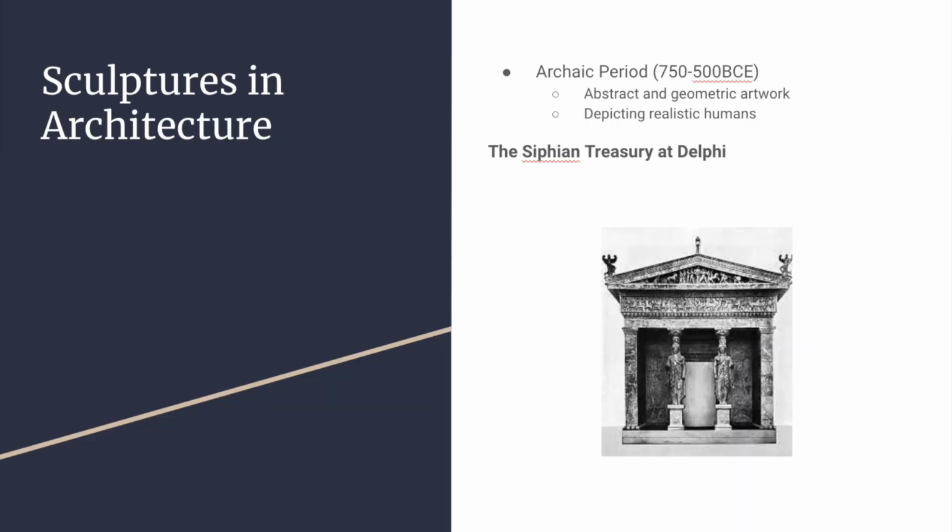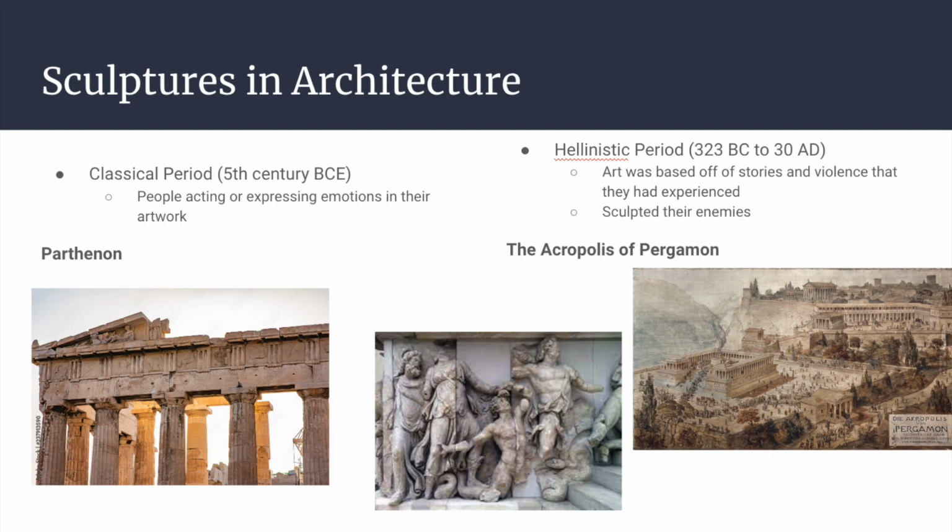Alright, so during the Archaic period, which was from 750 to 500 BCE, sculptures and architecture were typically abstract and featured geometric artworks, and they depicted realistic humans, such as the Siphnian Treasury at Delphi. The Classical period and Hellenistic period are the two most distinct phases in ancient Greek sculpture and architecture. The Classical period, which lasted from the 5th to 4th century BCE, is characterized by idealization of human forms and a focus on harmonious proportions. Iconic examples of classical architecture include the Parthenon, a temple atop the Acropolis in Athens, which is known for its Doric columns and pediments, honoring the goddess Athena.